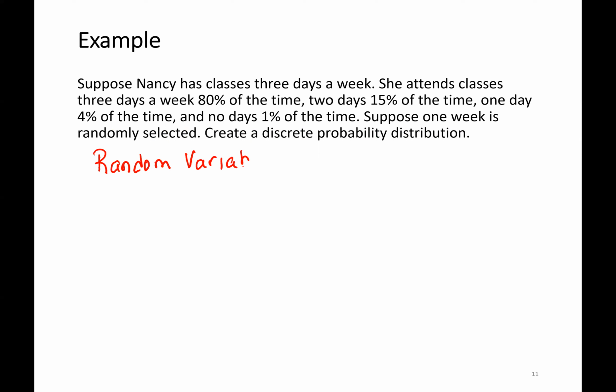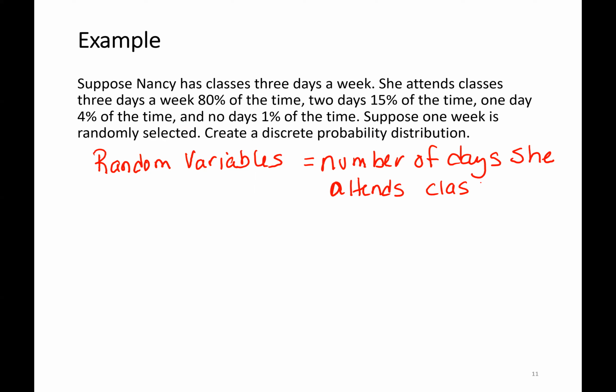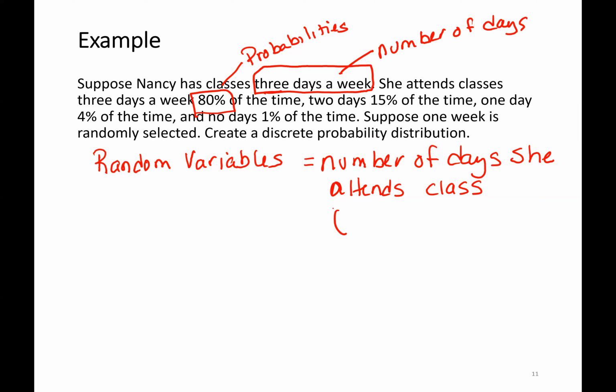The percentage that she goes to class. Okay, so the number of days, because we need it to be a discrete number. We need it to be a number that we count. Let's talk about that a minute. They give us the percentages, so they're giving us the probabilities. But our random variable must take on discrete values, values we can count. So the discrete random variable is going to be the number of days because that's what we can count. So this has to be something we can count.